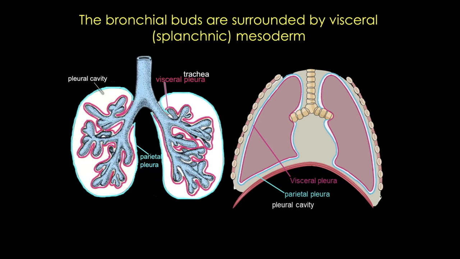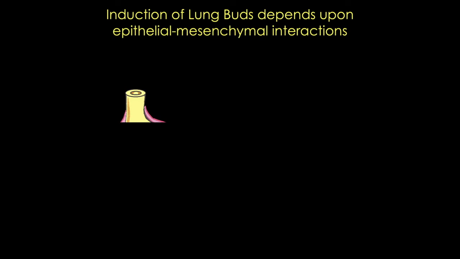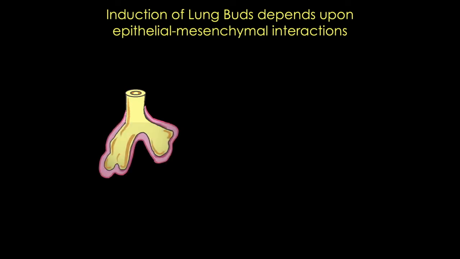Now, what do we know about how these lung buds form? Well, it turns out that the endoderm and the mesoderm are really important for forming the lung buds in the first place. The two tissues need to interact, and the visceral mesoderm releases molecular signals that cause the endoderm to form a lung bud. Now, this process is called induction, and it happens in multiple body tissues during development, and we'll talk about a lot more of these events.